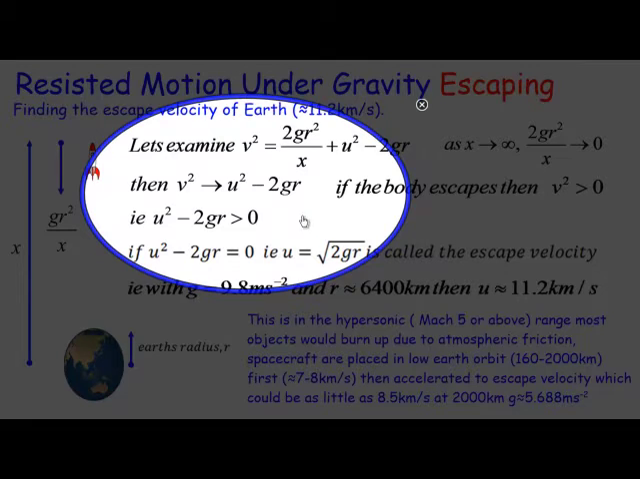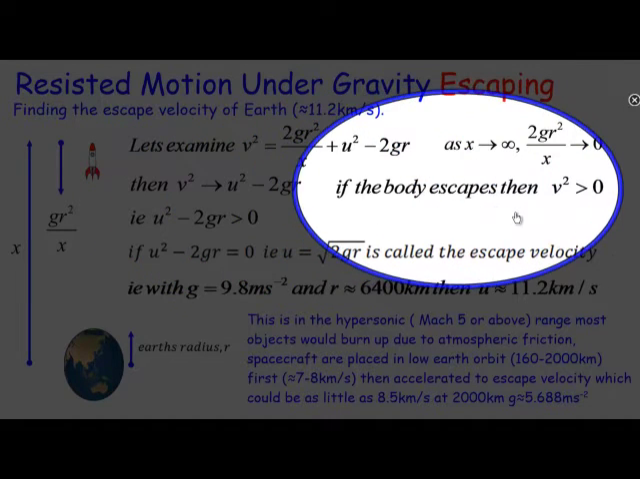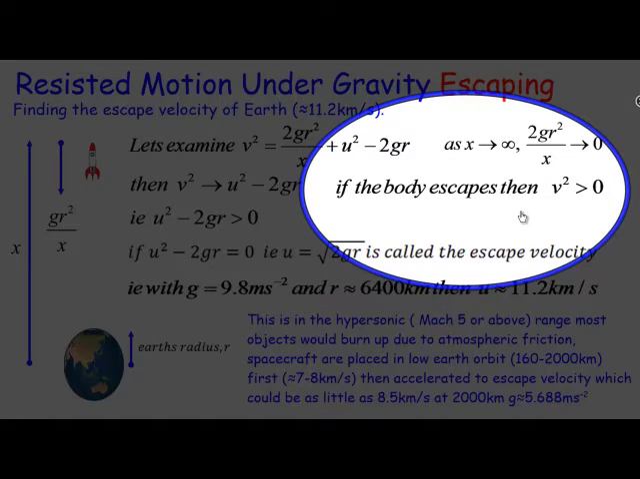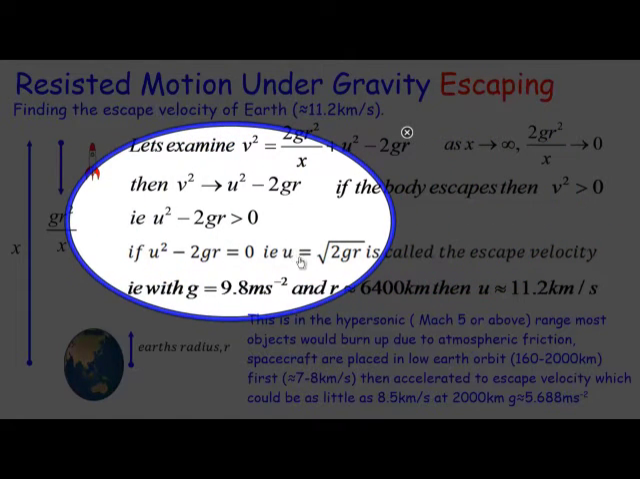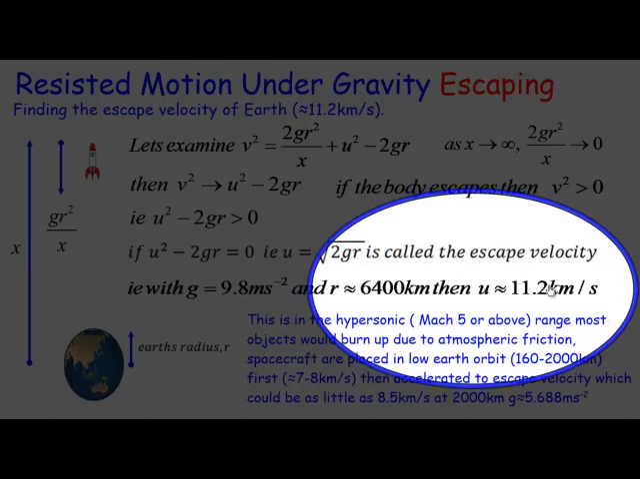Now, if the body is going to escape, we're going to have a positive velocity, so v squared is going to be greater than 0, and this infers that u squared minus 2gR is positive. On the boundary between it being positive and negative, it's called the escape velocity. So if u squared minus 2gR equals 0, if u is equal to the square root of 2gR, this is called the escape velocity. If I plug in some numbers, I get an escape velocity for the Earth of about 11.2 kilometers a second.